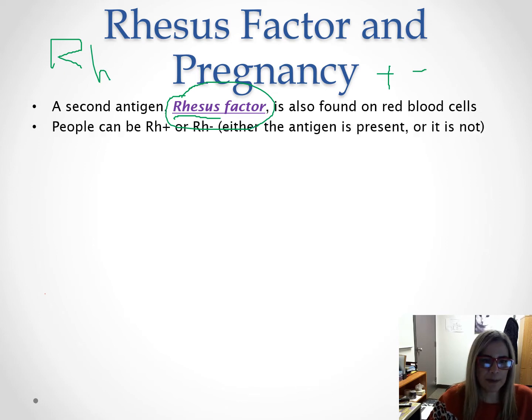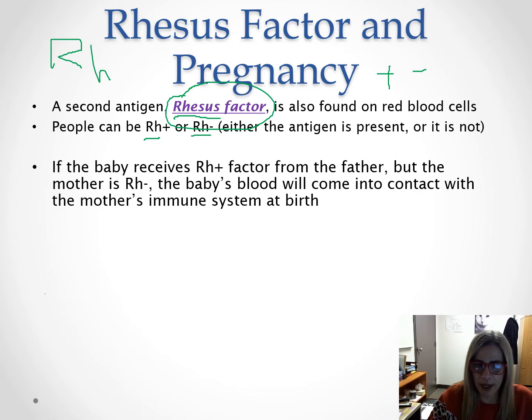So this is what we call a discrete characteristic. So that means that you're either Rh positive or you're Rh negative. You either have that Rh protein or you do not. Okay, so there's no, oh, I kind of sort of have it, or a little bit of it, or sometimes I have it. It's you do or you don't. You're either Rh positive or you're Rh negative.